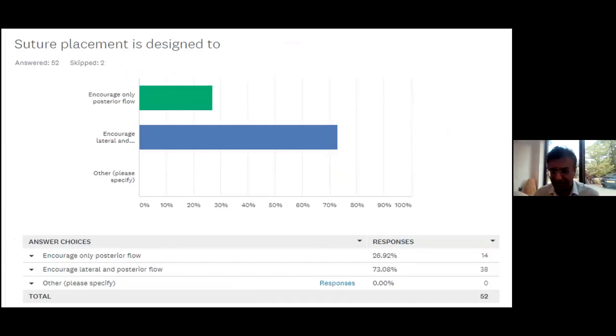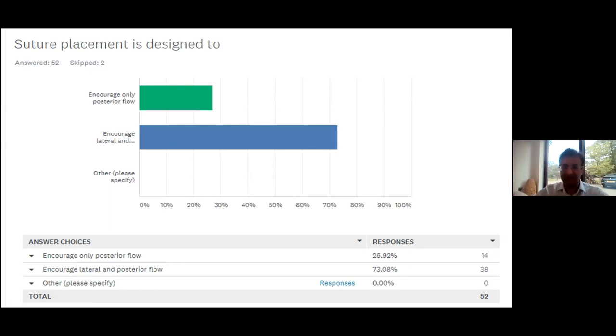So from hypotony and from the aqueous flow, the next logical question is: when you place the suture, what is going on in your mind? How do you actually design your sutures? Do you design for the posterior flow, or do you design for posterior and lateral flow? Here again, I found that about 73% of senior surgeons want both posterior and lateral flow, which is not ideal. You don't want anterior flow.